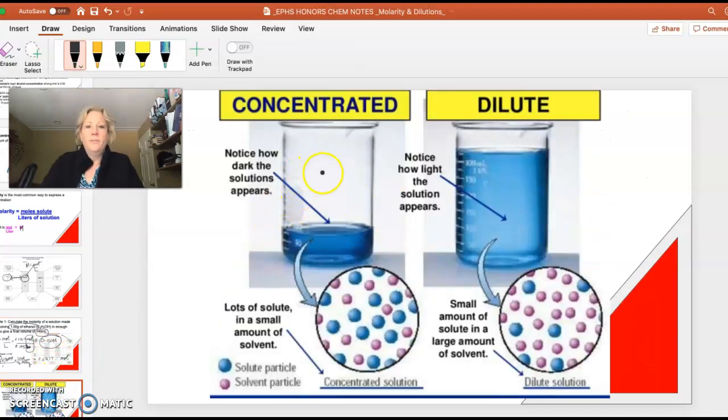The terms concentrated and dilute, sometimes we use these. It's not quantitative, but it can still be something we use in our vocabulary. If something's concentrated, you have a lot of solute and a small amount of solvent. And if it's dilute, you have less solute and more solvent.